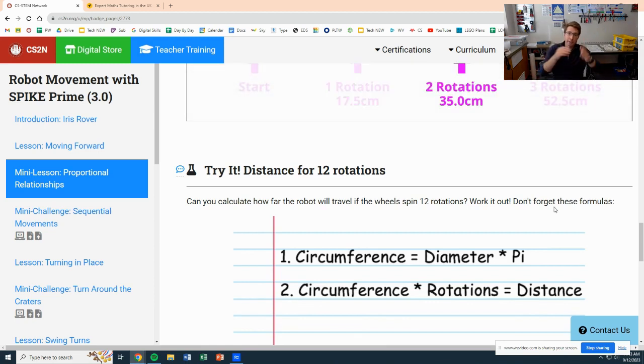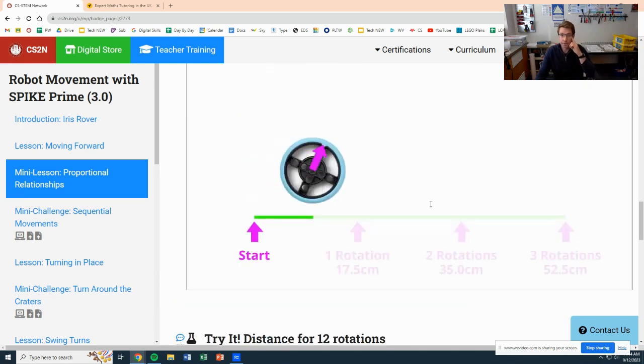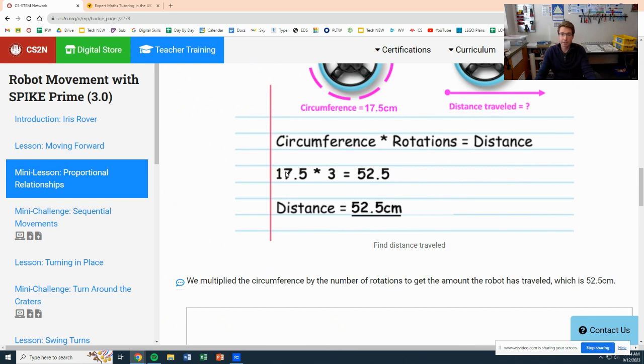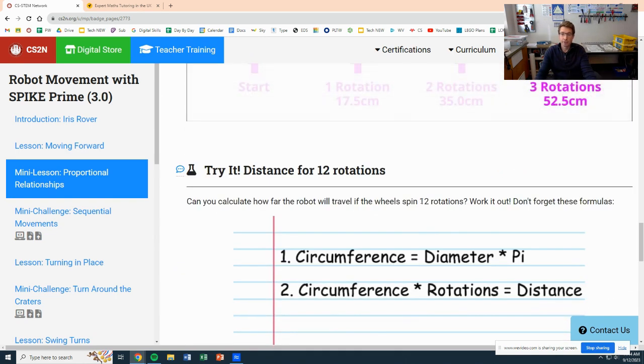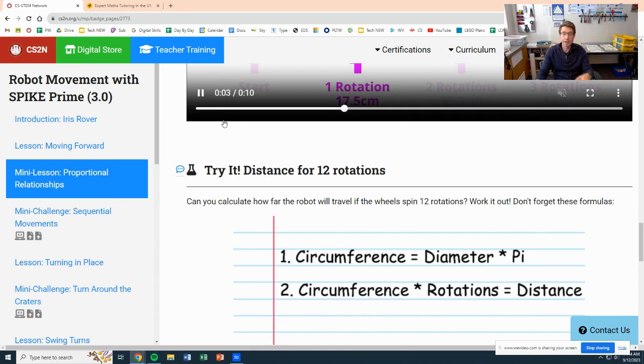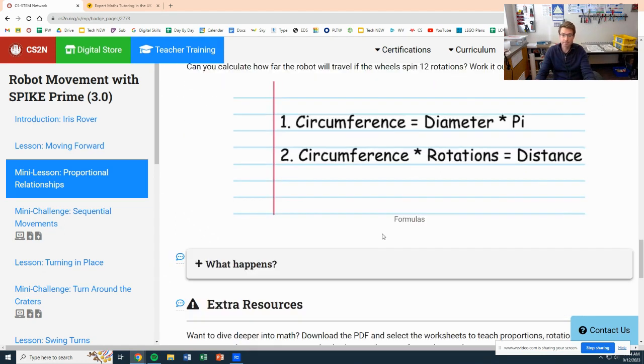Now your question is, how far will it travel with 12 rotations? Now think, 1 rotation is 17.5 centimeters. You're going to need to figure it out for 12 rotations. So go ahead and solve that now. You can go ahead and open up a new tab and get up Google Calculator.